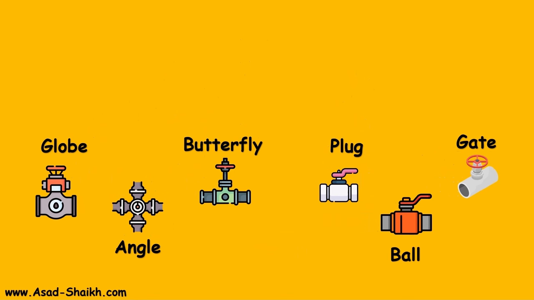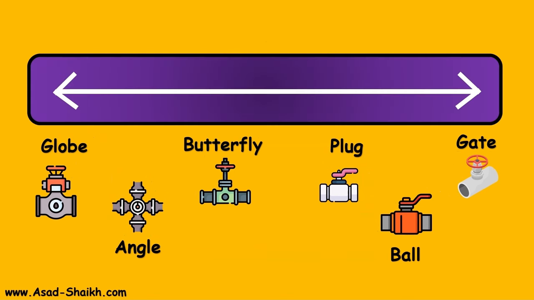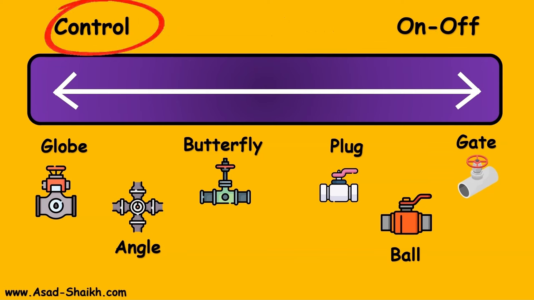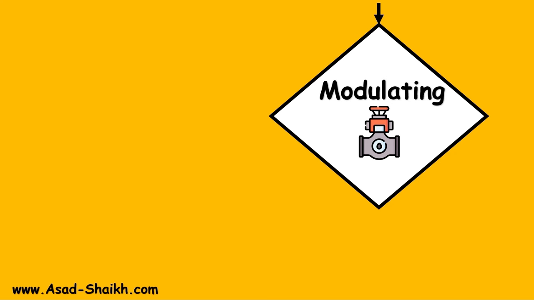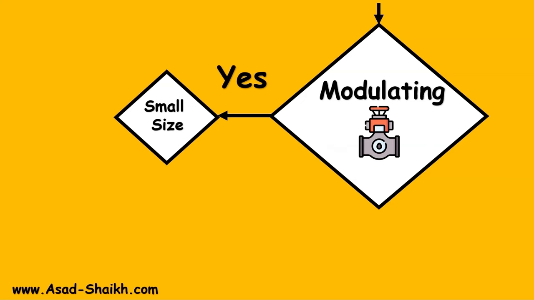Once we arrange these in a spectrum, on the left side, most valves, for example the globe valve, have a tendency to be more useful for control applications. And if you get to the gate valve, generally for large sizes, the gate valve seems to be a better choice depending on the application. We'll be dealing with modulating service in this video. So once you decide that these particular valves will be beneficial for modulating service, then you need to look at the size, whether it's a small size or larger size.